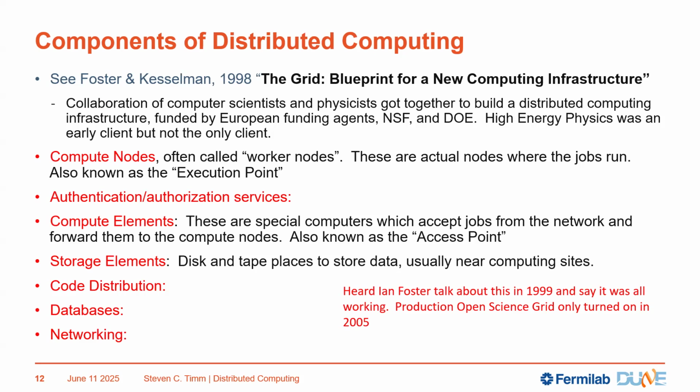So what are the pieces? Compute nodes, which are often called worker nodes. These are actual computers where the jobs run. They're also known as the execution point. Authentication and authorization services, compute elements, storage elements, code distribution, databases, and networking. I heard Ian Foster actually give a talk about this in 1989, saying it was all working then. The production grid only turned on 6 years after that.